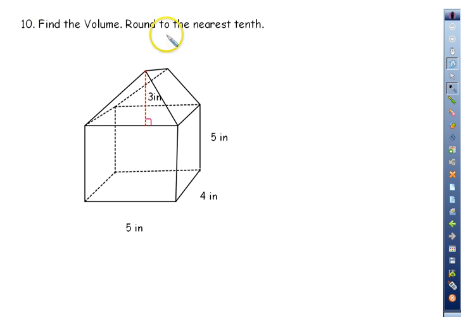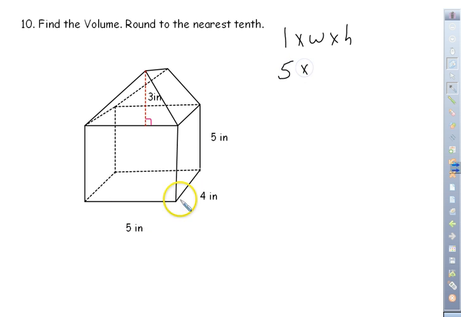Next problem, find the volume. You're going to use the two different formulas. You're finding the different shapes that are listed here. This is a rectangular prism, so it is length times width times height. So let's go ahead and plug those in. My length would be 5, my width is 4, and the height is 5. So 20 times 5, you can put that in your calculator, it does equal 100.